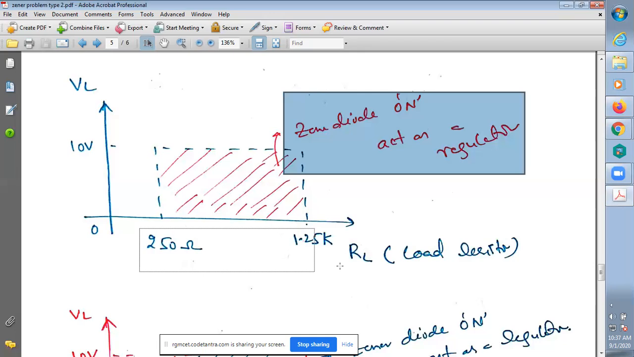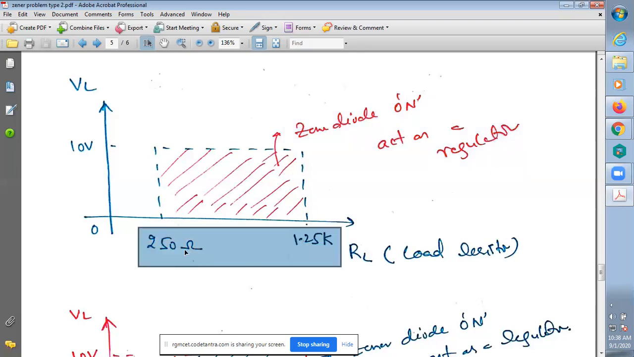What is the load variation here? We can vary the load from 250 ohms to 1.25 kilo ohm, still it maintains the output voltage constant. That is the conclusion of this graph, right? Whatever may be the load, if the load is in the range 250 ohms to 1.25 kilo ohm, we can vary the load, and the Zener diode still acts as a voltage regulator within this range.